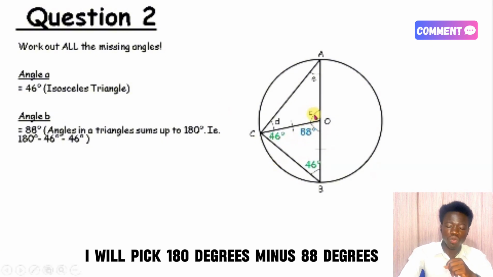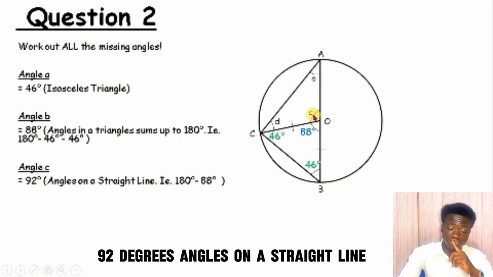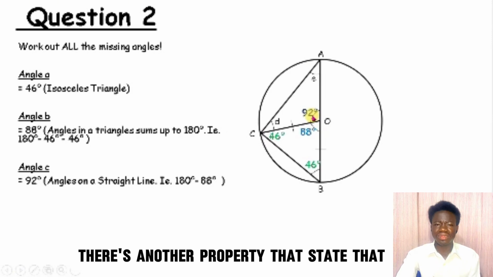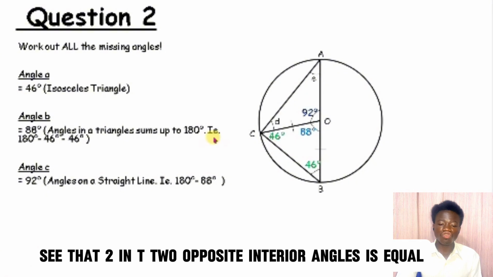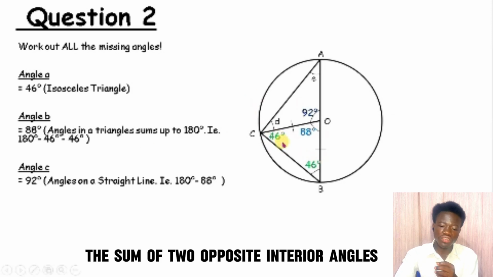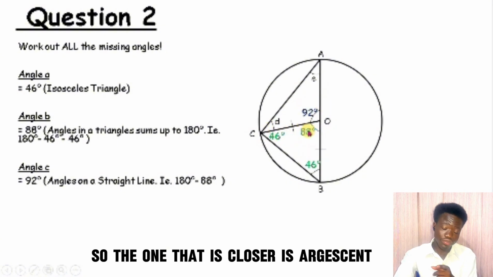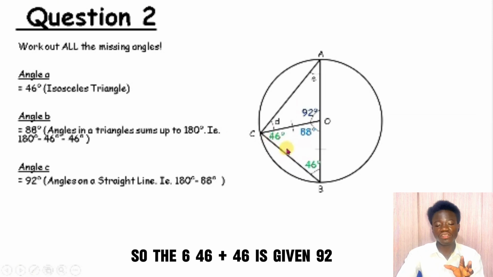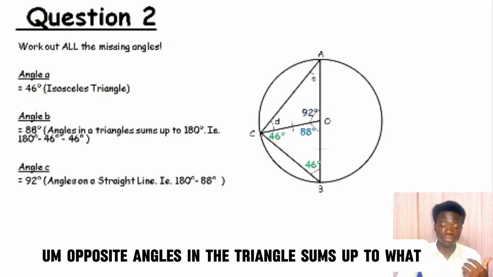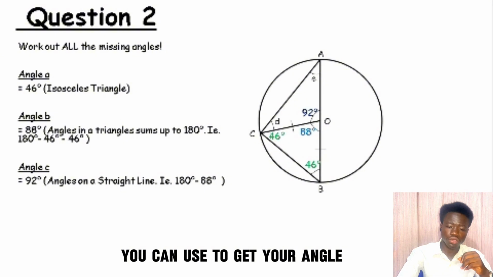And so therefore, I'll pick 180 degrees minus 88 degrees, and I'll get C to be what? 92 degrees. Angles on a straight line. So C here is 92 degrees. But there's another property in plane geometry 1 that states that the sum of two opposite interior angles is equal to one exterior angle. So this one exterior angle is outside this triangle, and the opposite is this and this. The one that is closer is adjacent, but we are looking at the opposite. So 46 plus 46 will give you 92. So you could easily use that property: the opposite interior angles in a triangle sum up to one exterior angle. That is the other property you can use to get your angle.